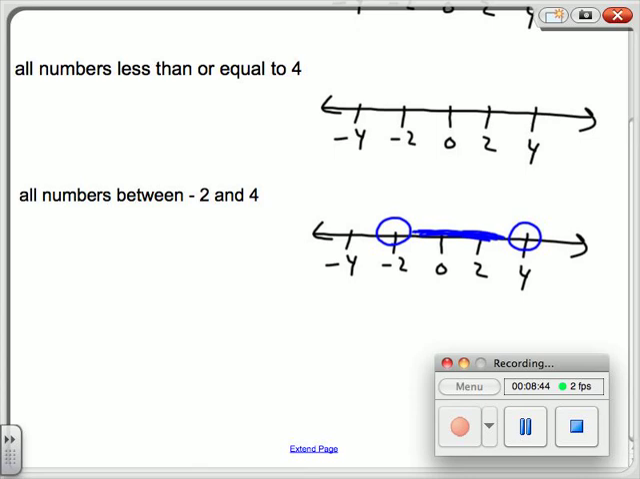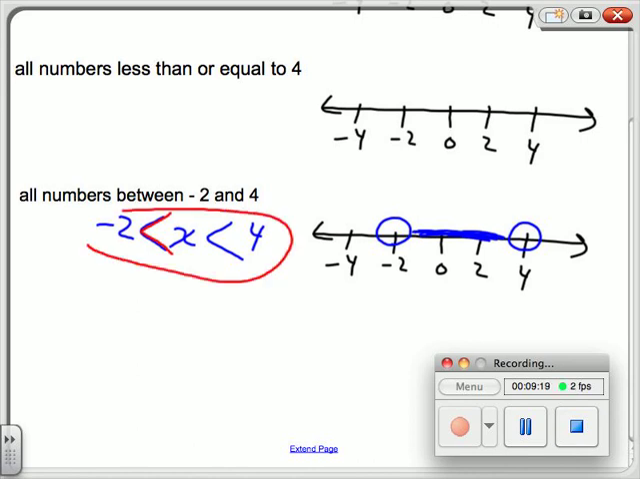Algebraically, we could also show these. If x represents my number, the way we would show all numbers between negative 2 and 4, I put a negative 2 on the left, a 4 over here, and then less than symbols for both, because remember, think about the alligator idea. X is greater than negative 2, and x is less than 4. That's what this means algebraically.